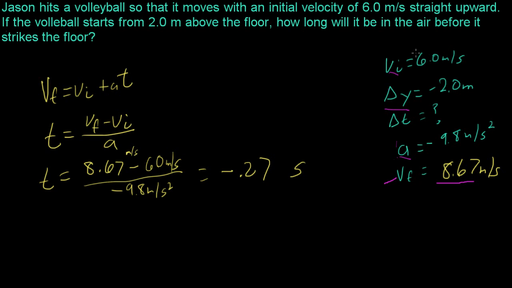Think back here with our 6 meters per second straight up. We took our ball and we hit it straight up in the air. So that's 6.0 meters per second. That's a velocity up. We've defined up as positive.